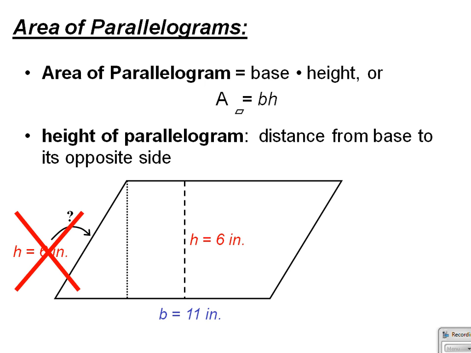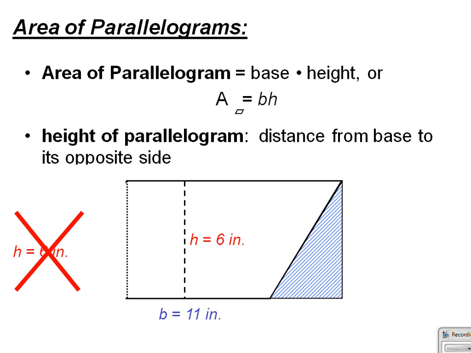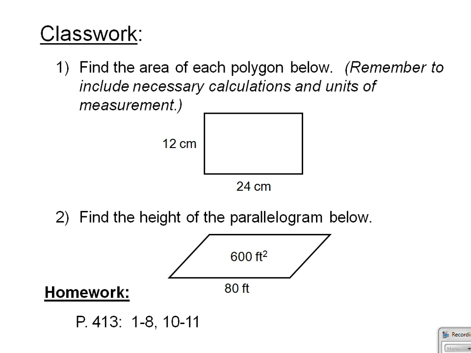Say, for example, we were to go and take this section, this wedge of the parallelogram, and actually cut it off of the parallelogram and slide it over to the other side. Like so. What shape do we have? A rectangle. A rectangle whose base is still 11 inches and whose height is still 6 inches. And that is why we can use the area formula for a parallelogram in the same way that we use the area formula for a rectangle. Again, area equals base times height. Base is 11, height is 6. 6 times 11 is 66 square inches. And thus concludes today's lesson.